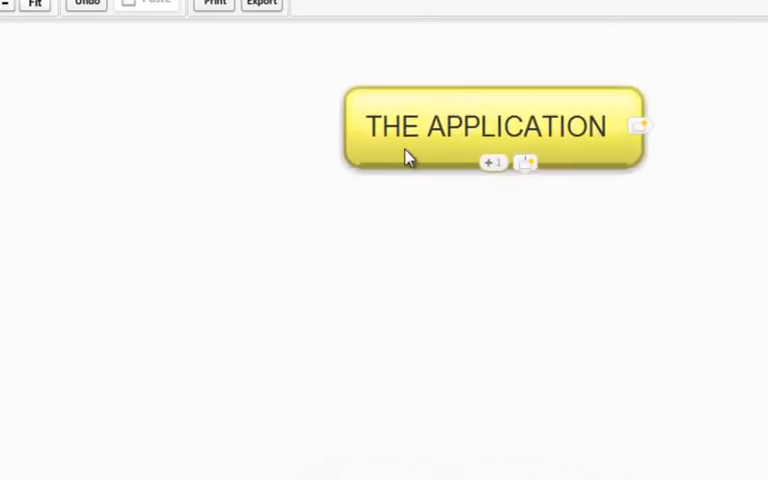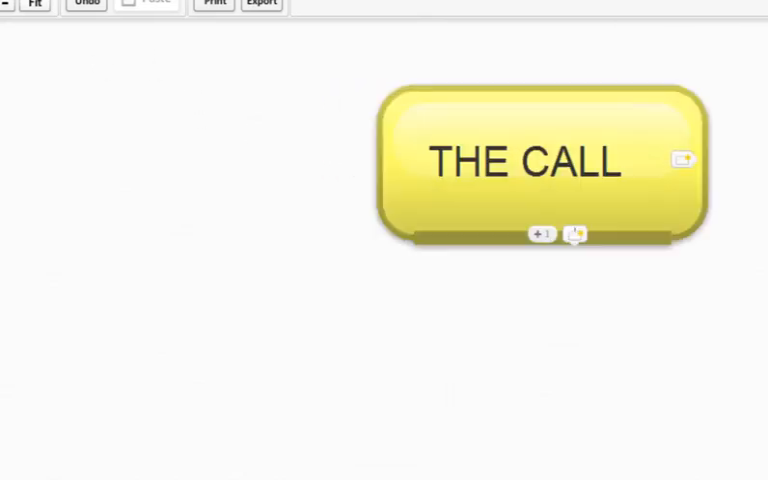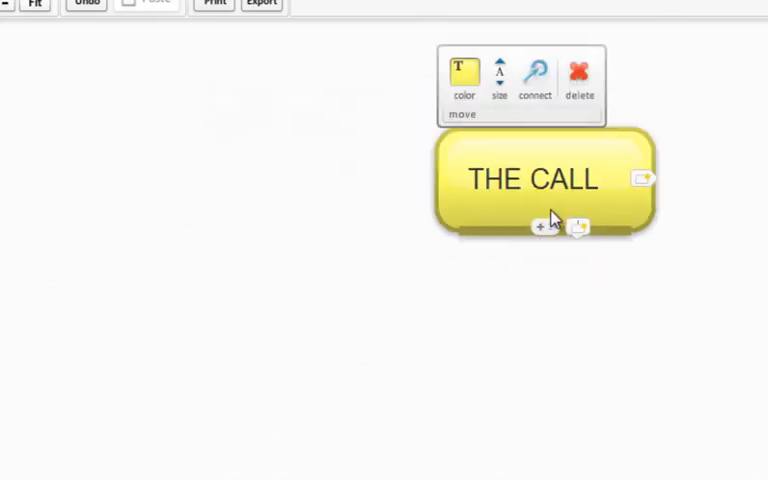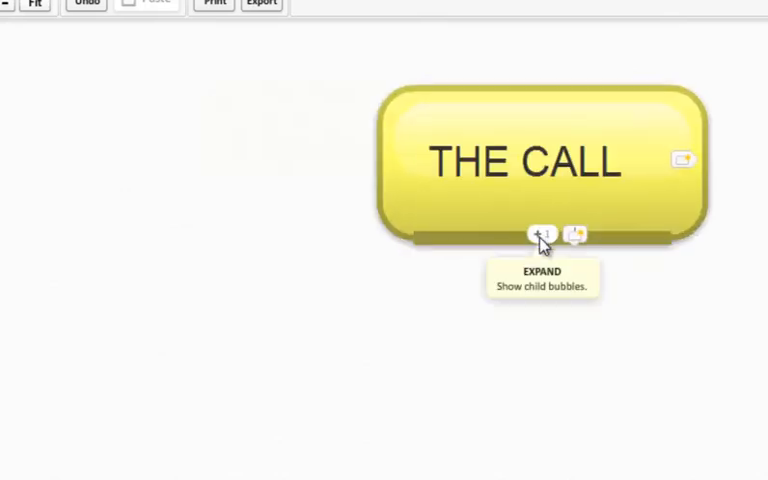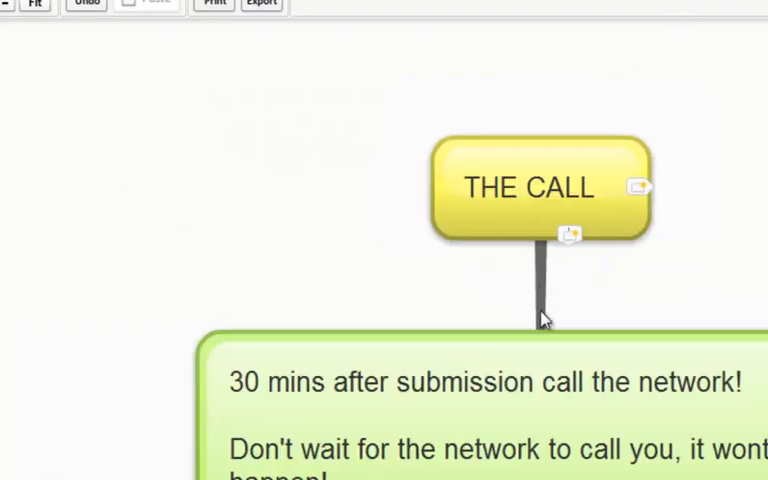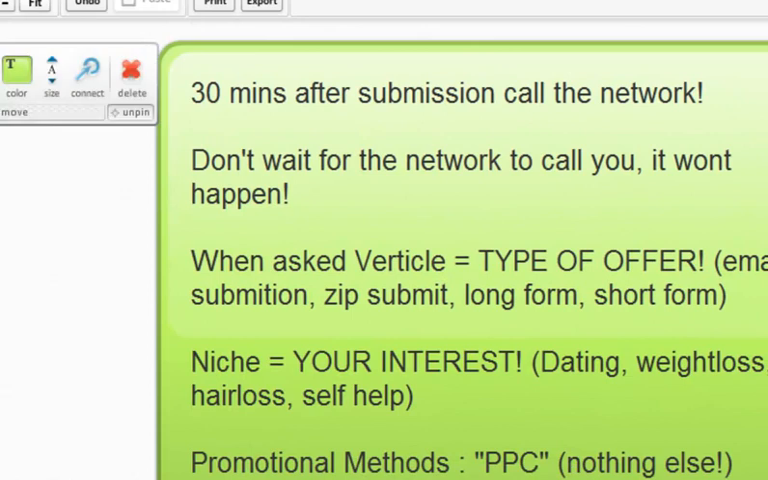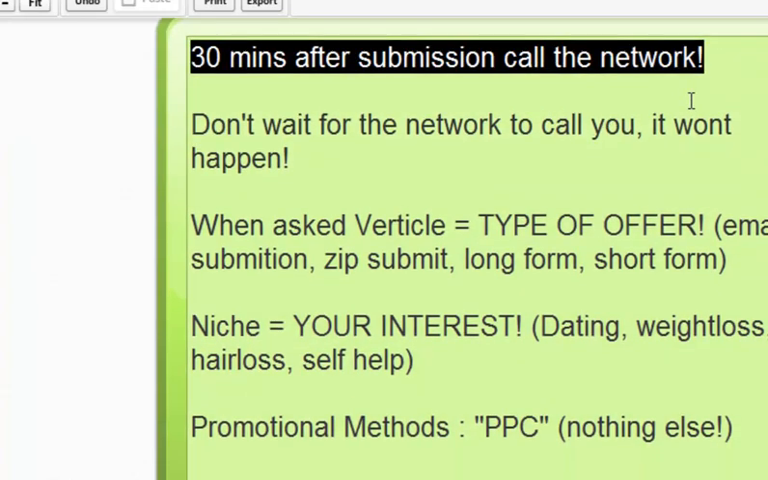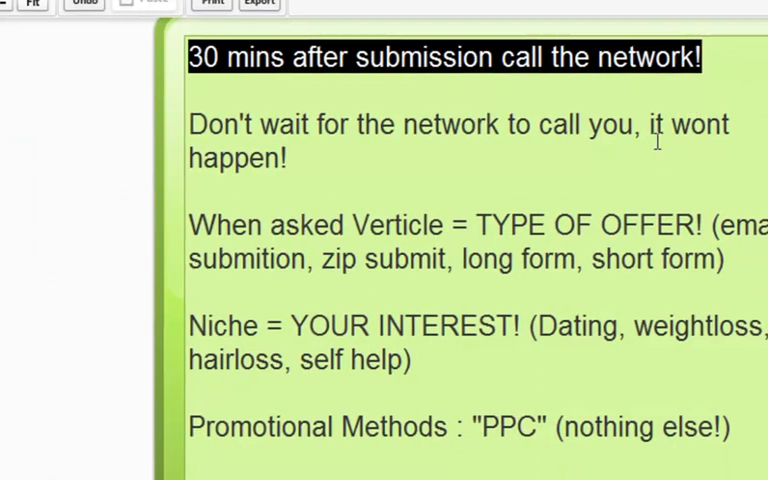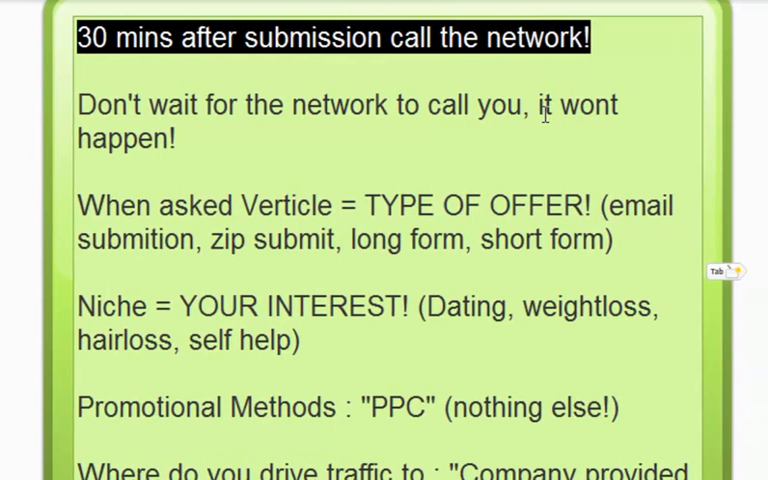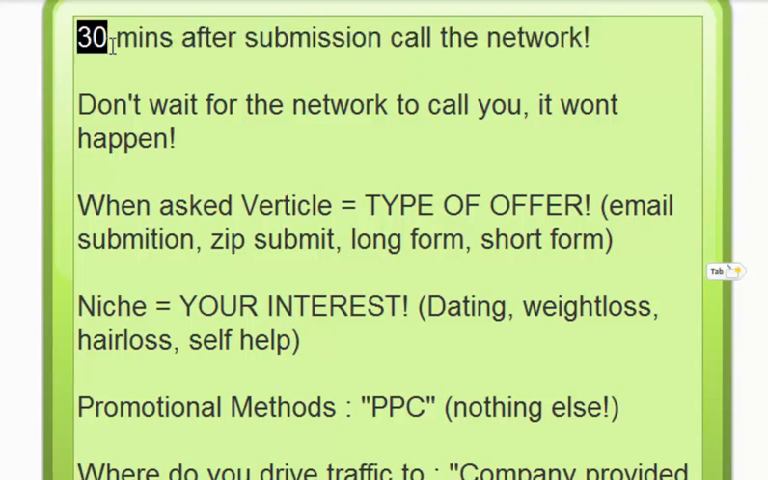And once you have this application in, you're on the road to acceptance. Then comes the call. Very important. You'd think the affiliate or the account manager is going to call you. That's what it seems like, but no, that's not going to happen. So what is going to happen? Well, 30 minutes after you submit your form, call the network. The network is not going to call you after 3 days. They're going to forget about your application, or they're going to say your application was rejected. You need to call them after 30 minutes or an hour.